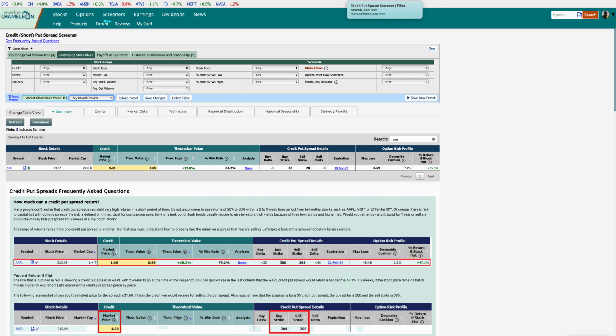So that was my run through of how I look at setting up bull put spreads.